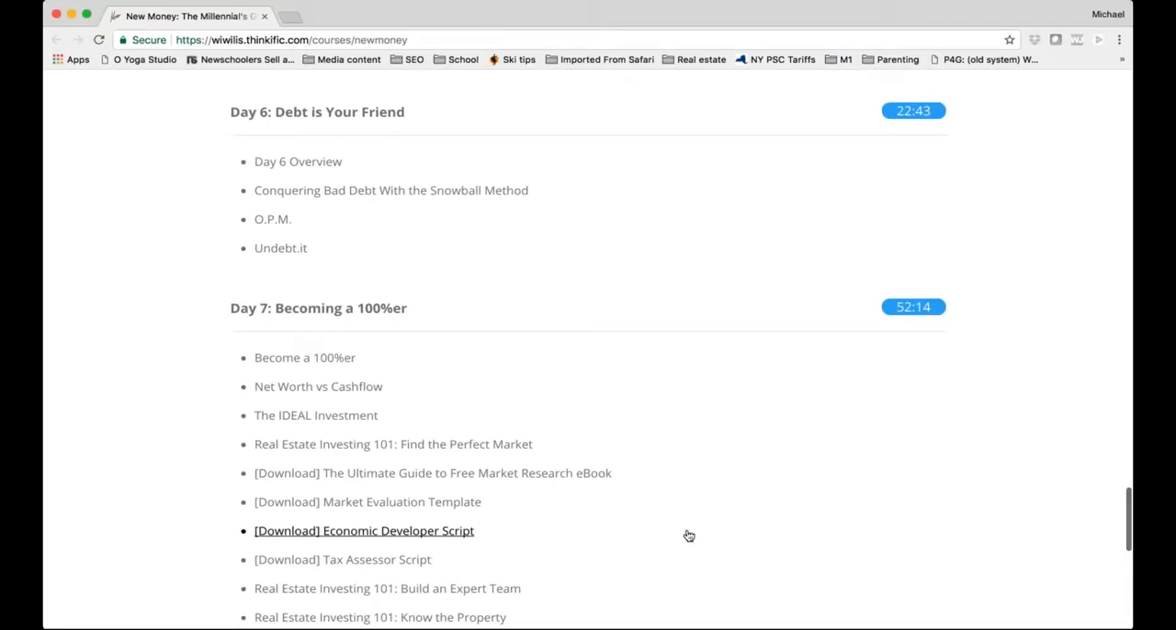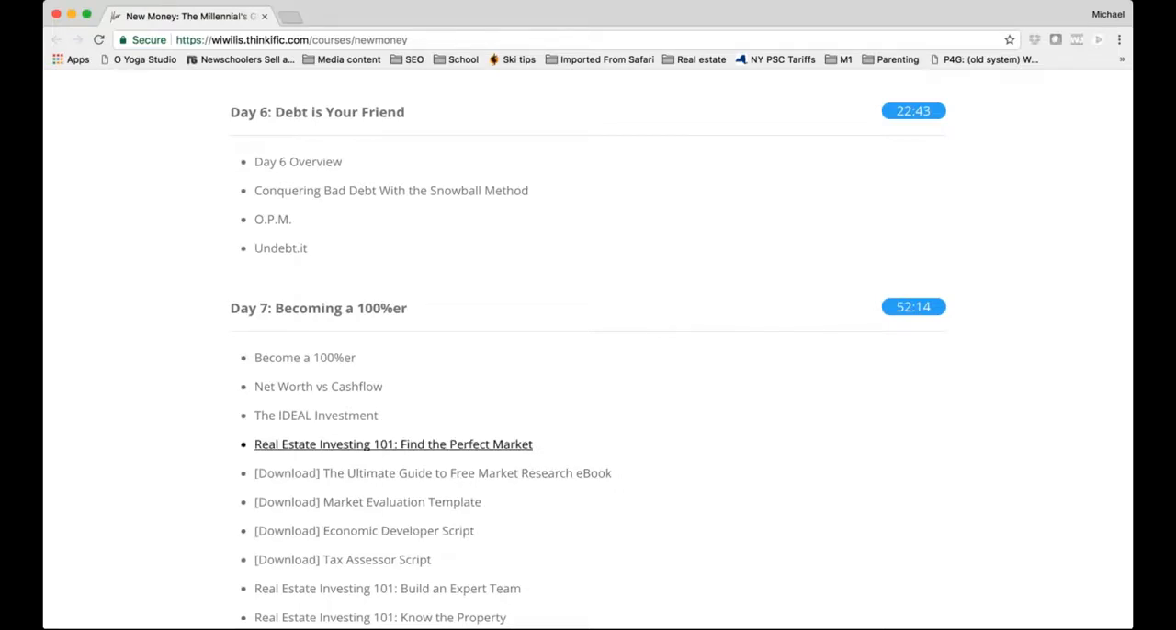And then day seven is all about becoming a 100%er. A 100%er is when you can pay all of your living expenses purely from passive income. That's when you're a 100%er. That's when you don't have to go back to work anymore, because your rental properties are pumping out enough cash flow that it pays all your bills. So that's the goal, to get to that point. And then everything on top of that is just gravy. Then it's just living the lifestyle that you want.